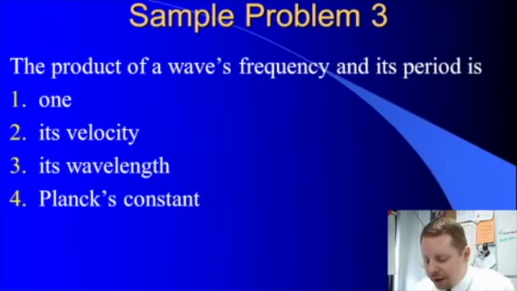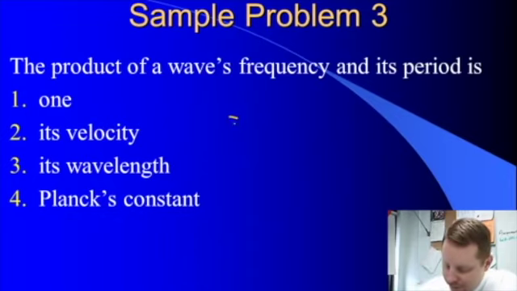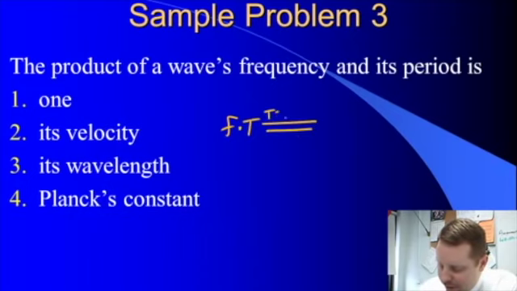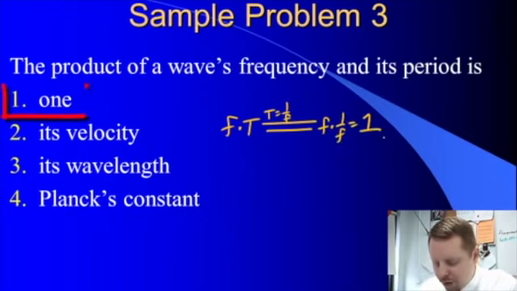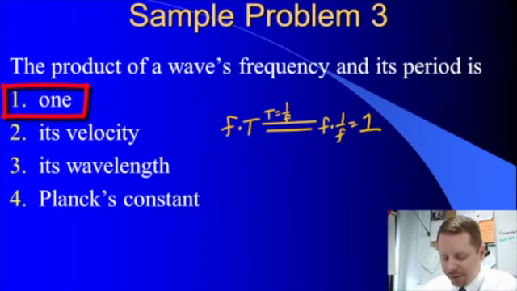One more. The product of a wave's frequency and its period is what? Well, frequency times period equals, well, if period is 1 over frequency, we could write this as frequency times 1 over frequency, which is equal to 1. So a wave's frequency times its period must always be 1.